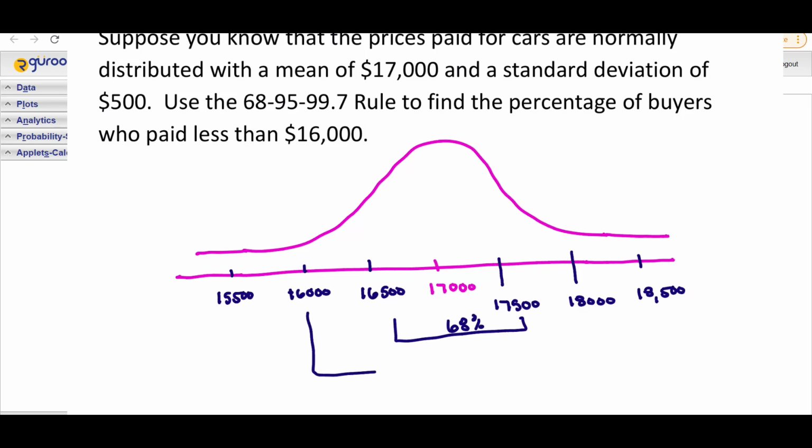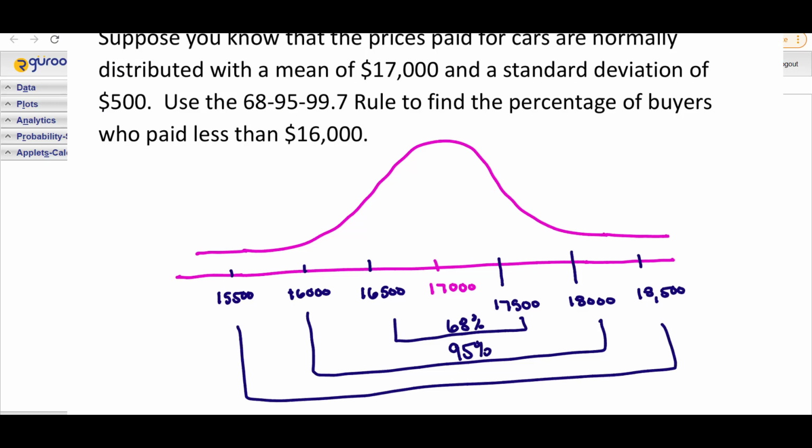All right, so just based off of what we know, between these two is 68%, and then between 16,000 and 18,000 is 95%, and between 15,500 and 18,500 you have 99.7%. However, those don't necessarily help us. Well, they do help us, but they don't give us the overall answer, because we want to know the percent of buyers that paid less than 16,000. 16,000 is here. It is attached to the 95%, but also attached to this 18,000 right there.